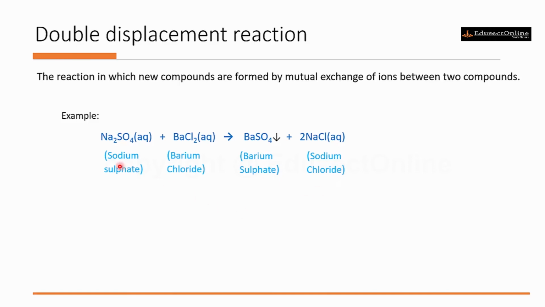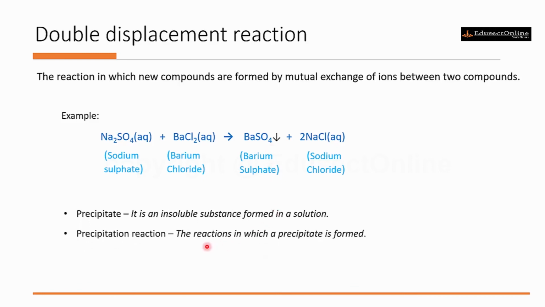Here, the exchange of sodium and barium occurs. That means sodium takes up the position of barium and barium takes up the position of sodium. That means mutual exchange between these two substances, producing barium sulfate and sodium chloride. Actually, this barium sulfate is a precipitate.